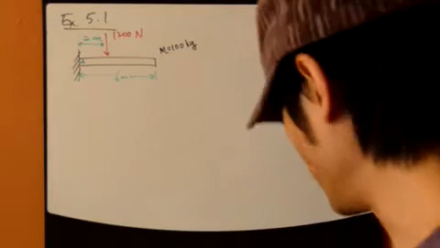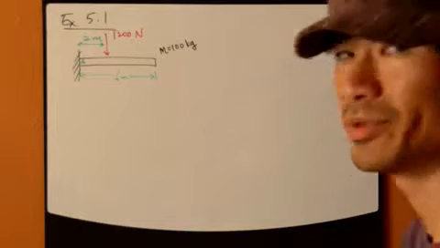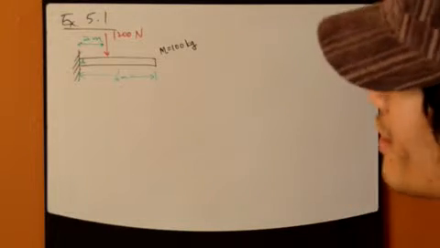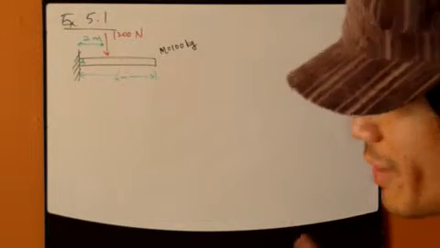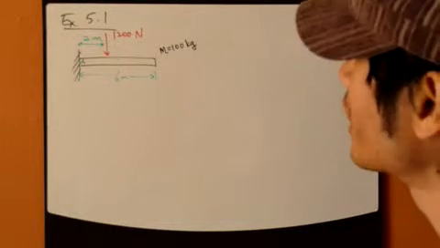Okay, let's look at an example. This is example 5.1, but I'm going to modify it a little bit. Now, example 5.1 just asks you to draw a free body diagram. But let's actually solve for something.